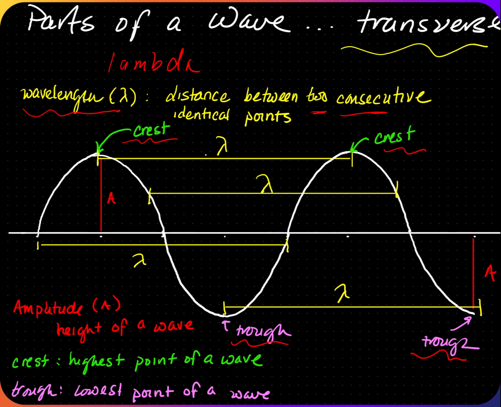So if I start with the crest, the wavelength is the distance from the first crest to the immediate next crest. If I start at the equilibrium point right here, it is to the next equilibrium point, in which they must travel in the same direction. If I start with the trough, it is to the next trough. That is the definition of a wavelength.